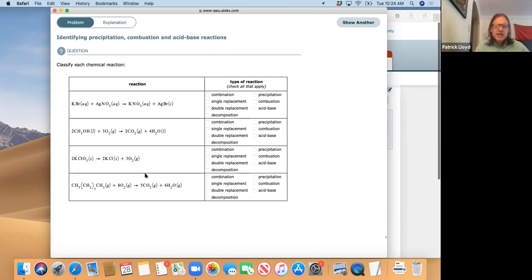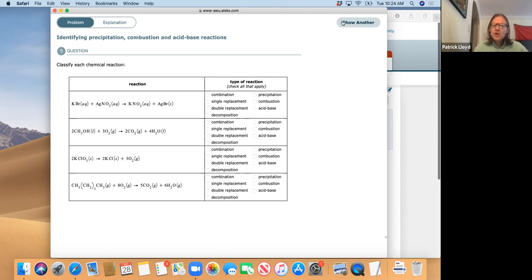I'll just mention that if you have an acid-base reaction, you're going to have your hydrogen like HCl, and you're going to have your NaOH, right, or Ba(OH)2. That is an acid-base reaction. But it's also a double replacement. So acid-base reactions are typically, in addition to being acid-base reactions, also double displacement or double replacement reactions, okay?